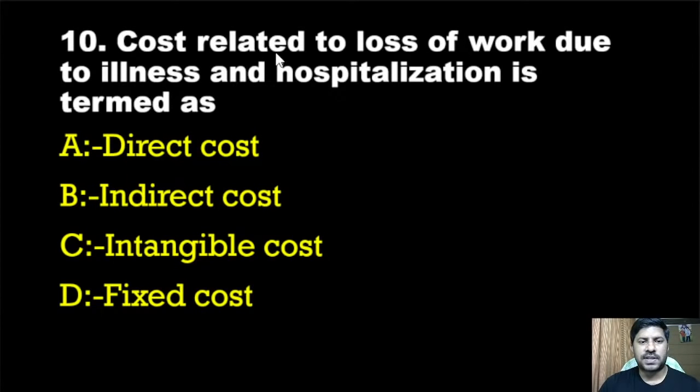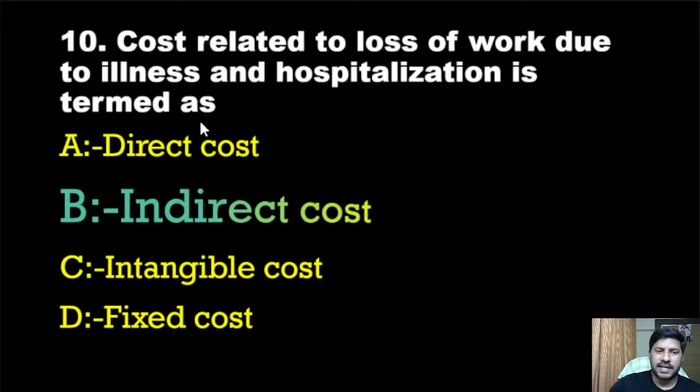Tenth question. Cost related to loss of work due to illness and hospitalization is termed as: direct cost, indirect cost, intangible cost, fixed cost. This question is from the nursing management subject. Correct answer, indirect cost. Cost related to loss of work due to illness and hospitalization is termed as indirect cost.